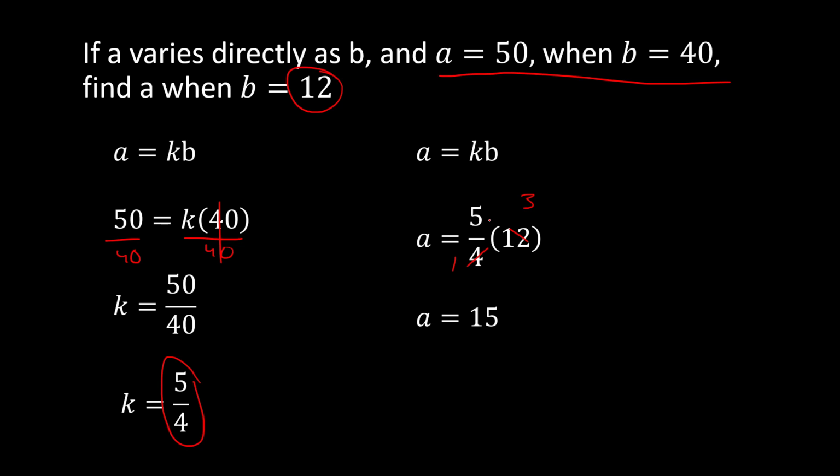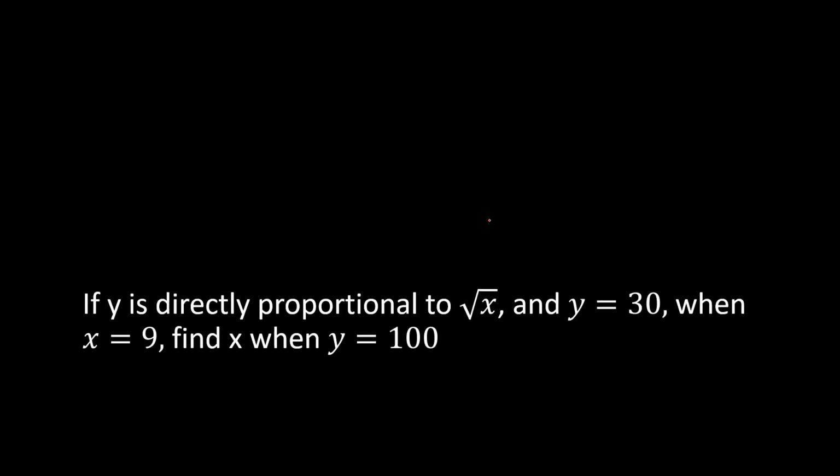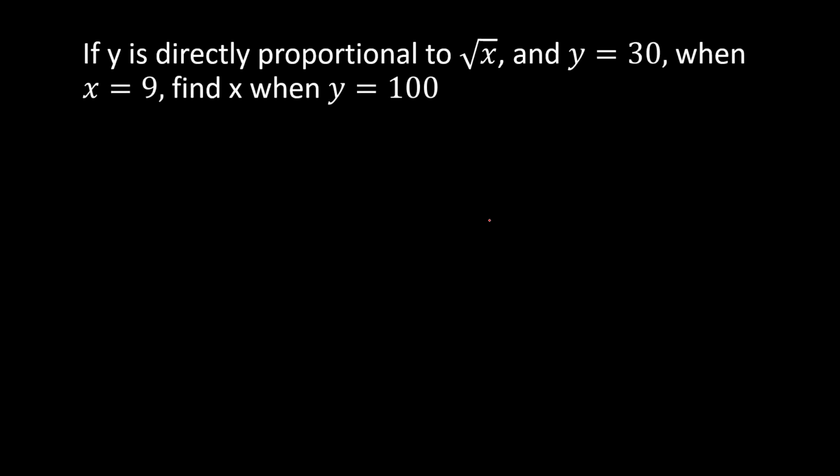So I've shown you 2 examples, and I'm going to walk you through a few more with some different types of questions. The next one here, we are told that y is directly proportional to the square root of x, and y is 30 when x is 9. Find x when y is 100. So the first thing is we need to set up our equation. Y is directly proportional to the square root of x. So directly proportional means it's going to be k times something, and in this case it's going to be k times the square root of x.